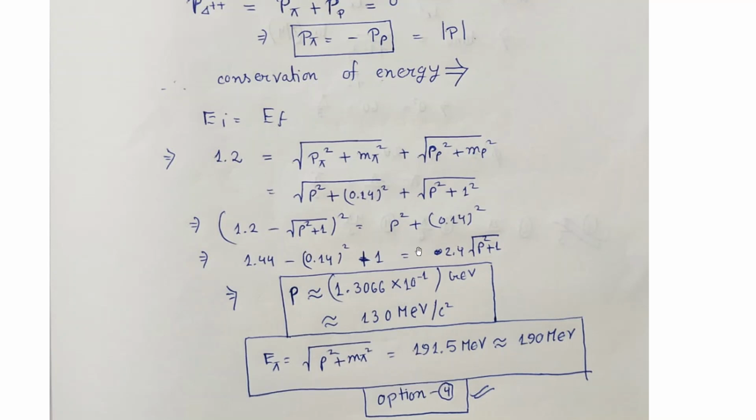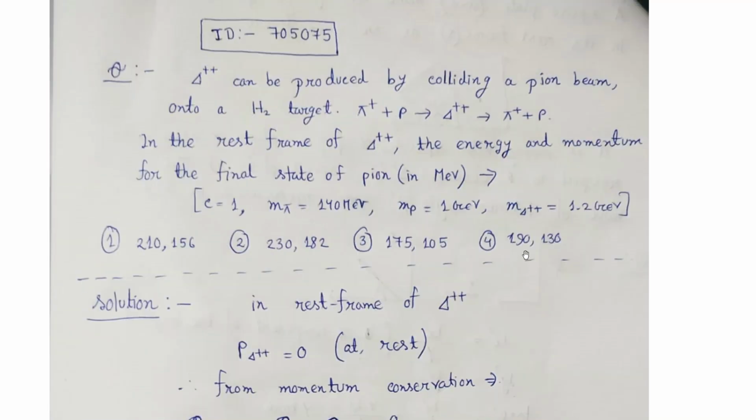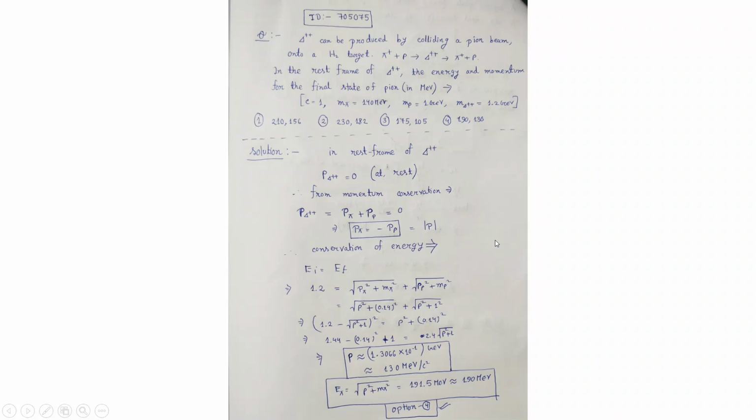So now we can rearrange this algebraic equation and square both sides, and after a little bit of algebra we can simply find that the momentum of pion, that is P, is 130 MeV per c, and the energy of pion, that is root under p squared plus m pi squared, is equal to 191.5, which is almost equal to 190 MeV. So in this case, option 4 will be the correct option.